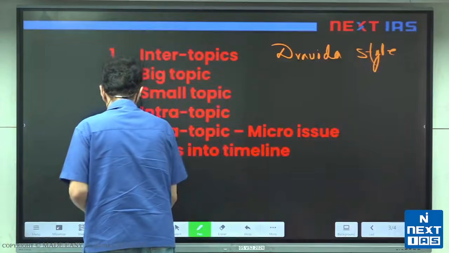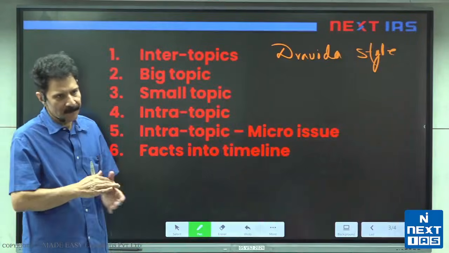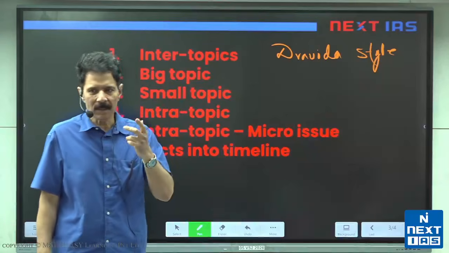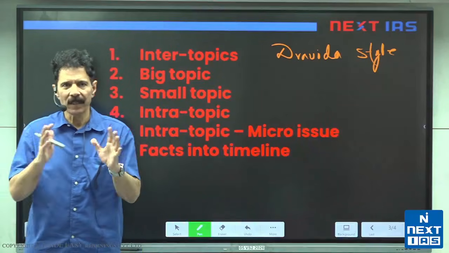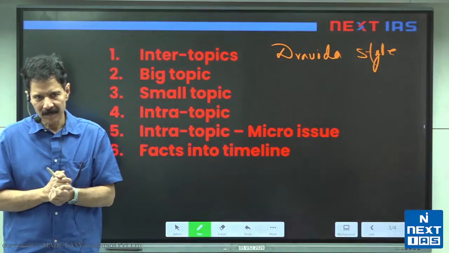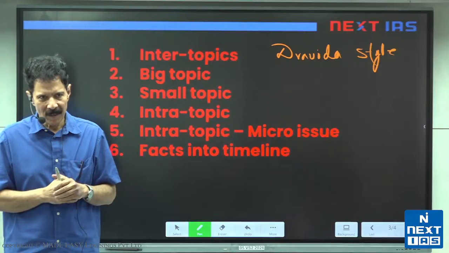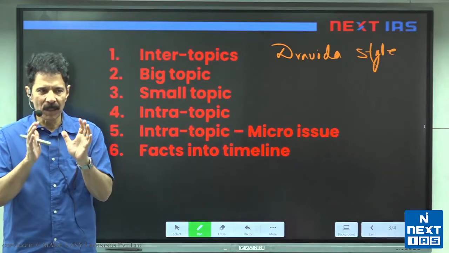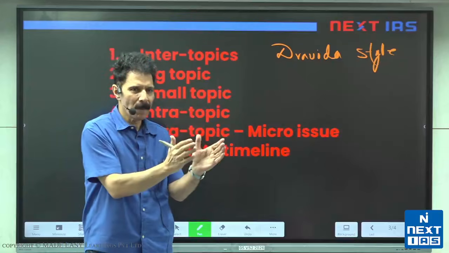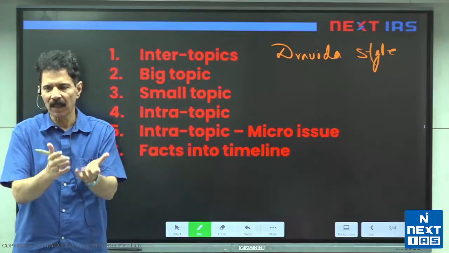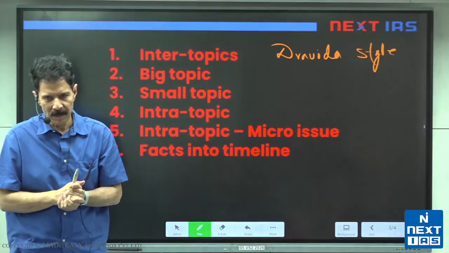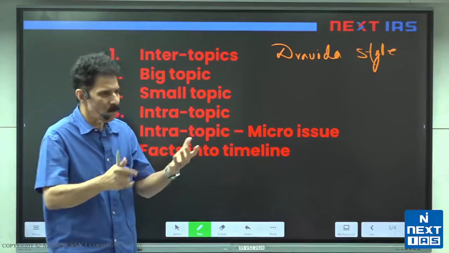Now let's move to the second one, the big topic. If you have a look at the syllabus, you will find that there are some topics that are quite big and some that are small. I've separated them here. Timeline is involved in a big topic, a small topic. I mean the whole of the topic. I'm not talking about a part of the topic. Big topic means timeline is involved in the whole of the topic. Okay. Let's take one example, one big topic.